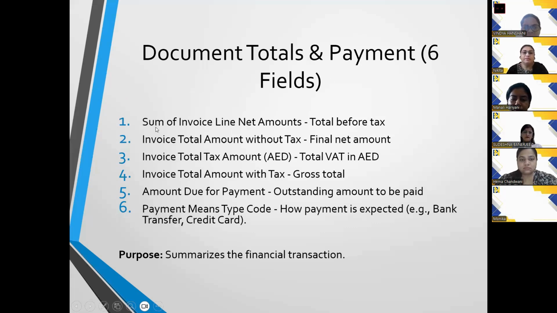Then another category is document totals and payments. There will be the sum of invoice line item net amounts; total before tax, which is the invoice total amount without tax; invoice total tax amount, the total VAT in AED; invoice total amount with tax, the gross total amount, that is without tax plus VAT; amount due for payment, the outstanding amount to be paid; and payment means, how the payment is expected: bank transfer, credit card, or any other such as Stripe payment. Whatever the payment mode is, we have to mention that.